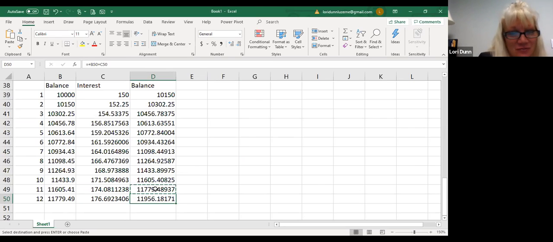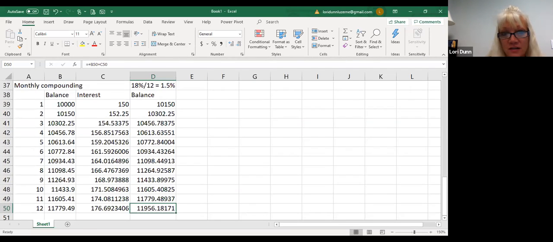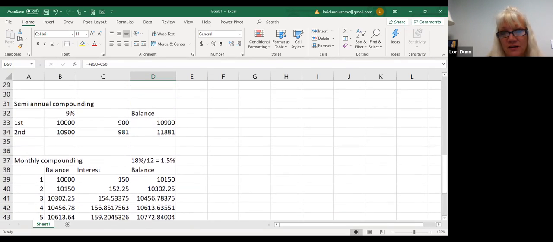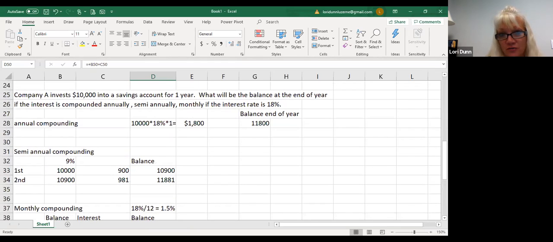Okay, so at the end of 12 periods, you could see, look at that interest now, 1,956. So if you take 10,000, subtract it from 11,956, you have 1,956. So the more times you compound, the higher the interest that will be earned. The important thing to remember is that you divide your annual interest rate by the number of compounding periods when you're doing these calculations. Any questions?